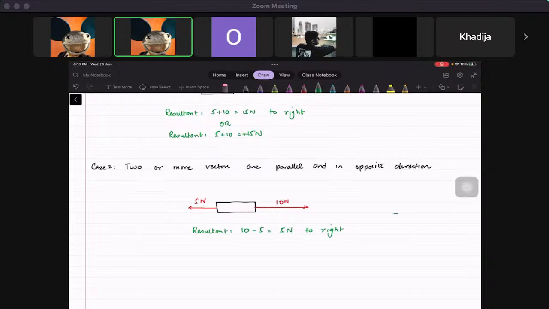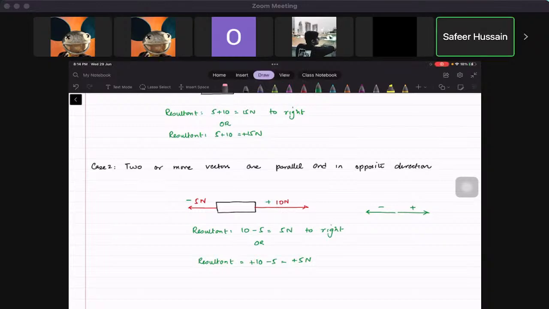However, if we do the same thing, we say right side is positive, left side is negative, so we have to put a positive sign here and a negative sign here. When I solve this, it's going to be positive 10 minus 5, which gives me positive 5. Because the positive is there, it means the resultant is towards the right. Do you guys understand this?